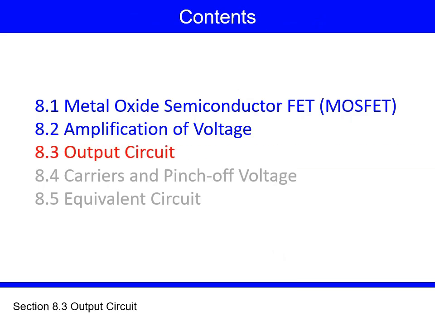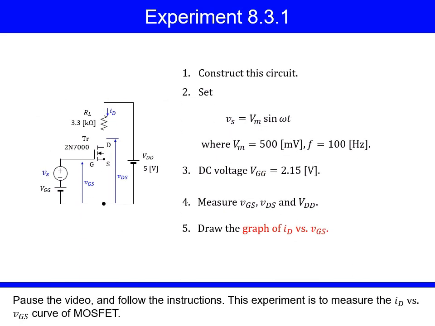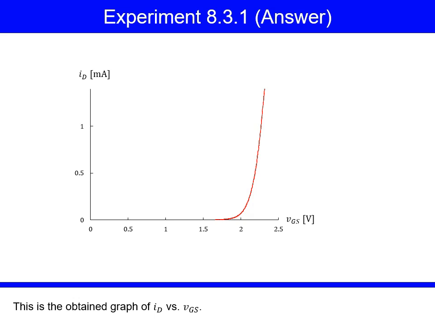Section 8.3. Output circuit. Experiment 8.3.1. Pause the video, and follow the instructions. This experiment is to measure the ID versus VGS curve of MOSFET. This is the obtained graph of ID versus VGS.